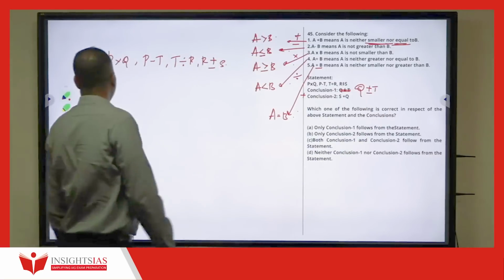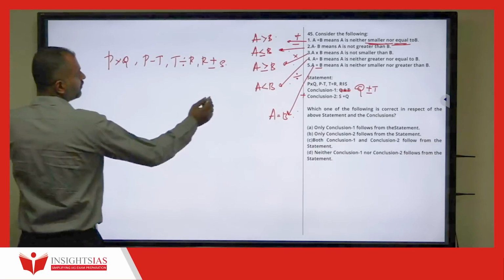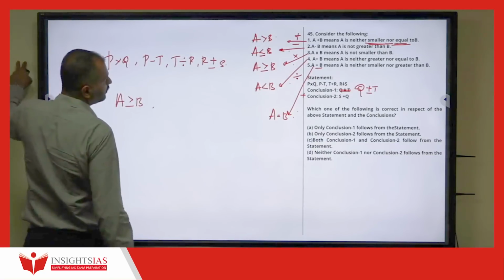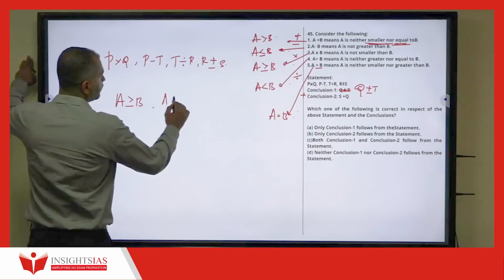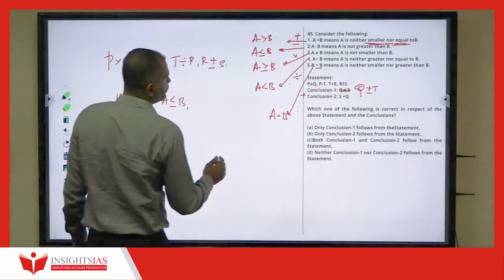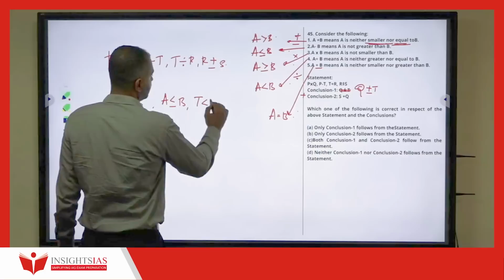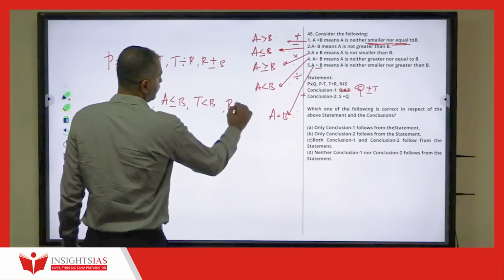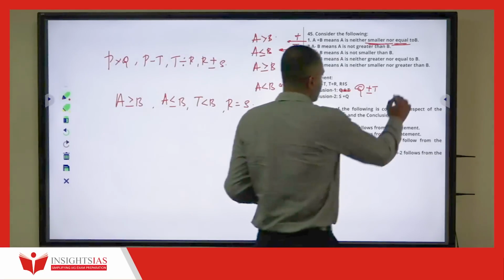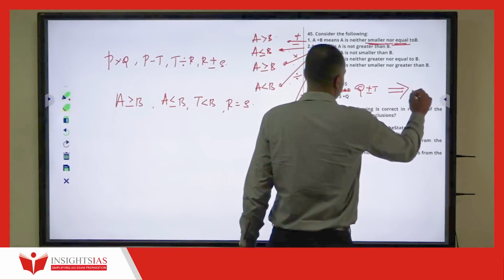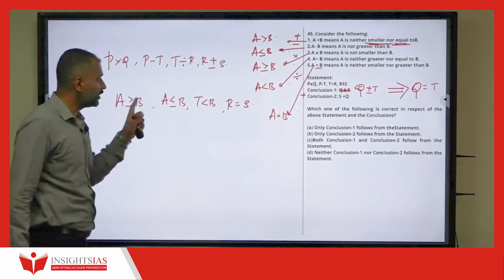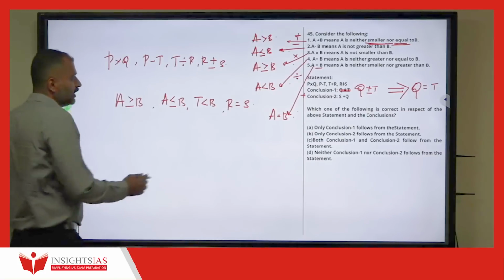Let's see. Okay, into means what? Into is A greater than or equal to B. P minus T, minus is less than. Then T division R, then R is equal to S. Okay, now let's conclude. Let's see this one: Q is equal to T. Okay, let's say he is asking us to travel from Q to T. Okay, this is a technique. I have done it in the class itself.